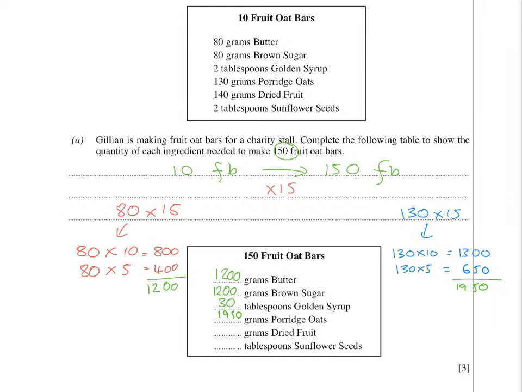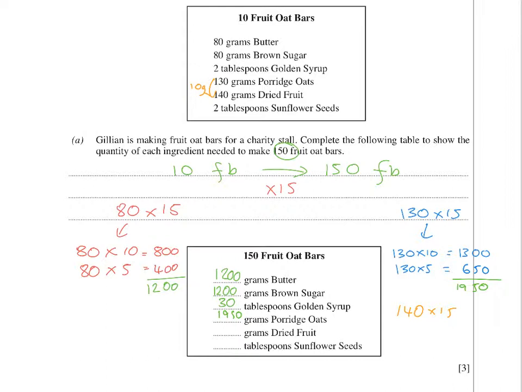The next one, again, 140, I would probably do exactly the same trick again. So I will do 140 times 15. It's not the only way to do it. There are other ways. You could maybe look and just say, well, that's only 10 grams more than the last one.